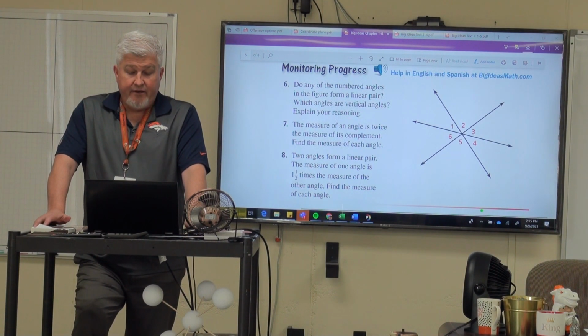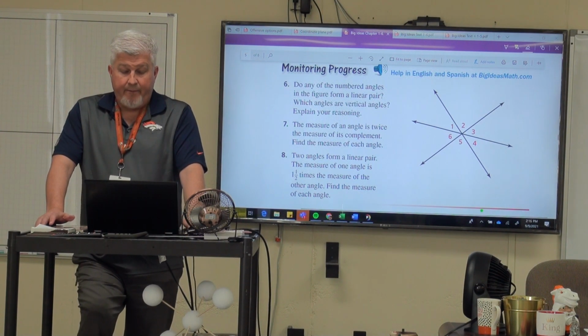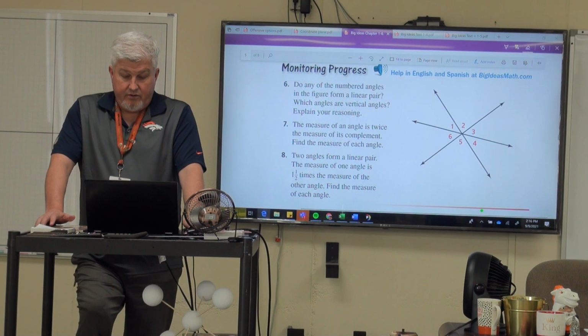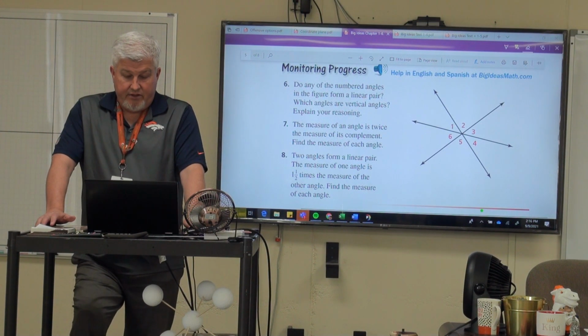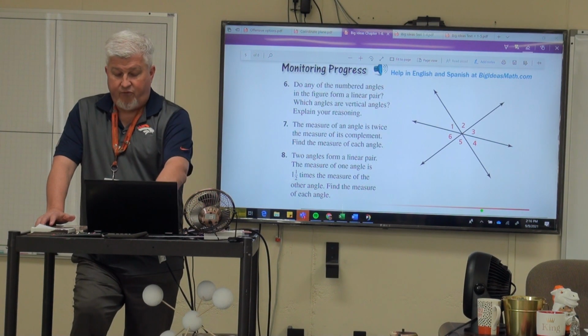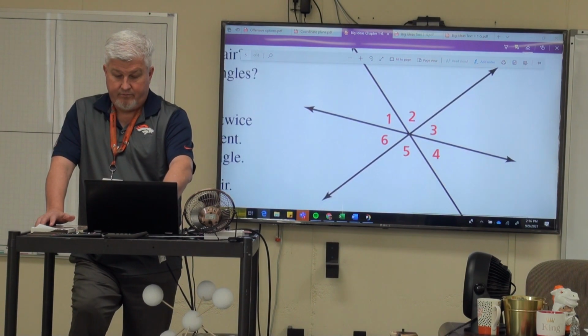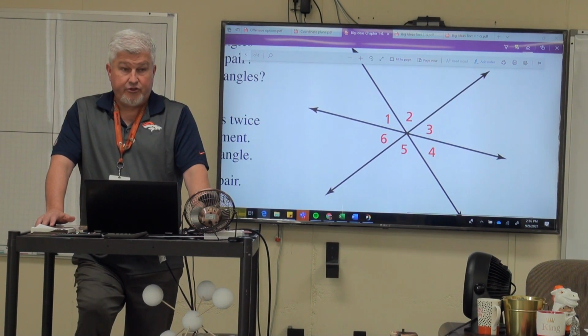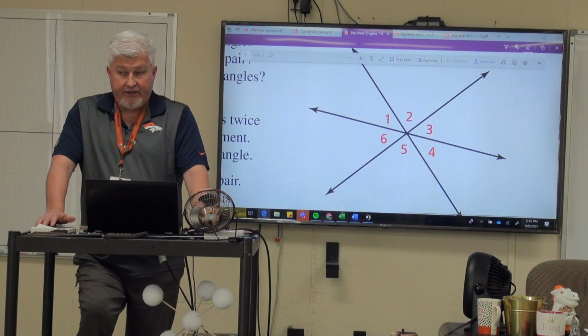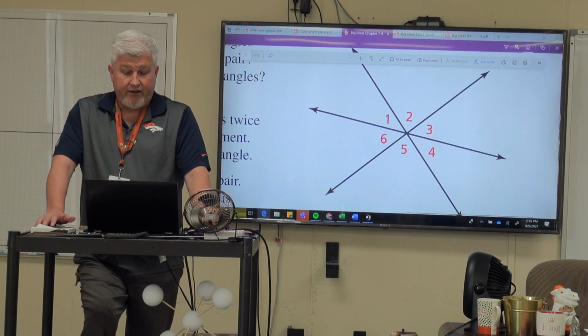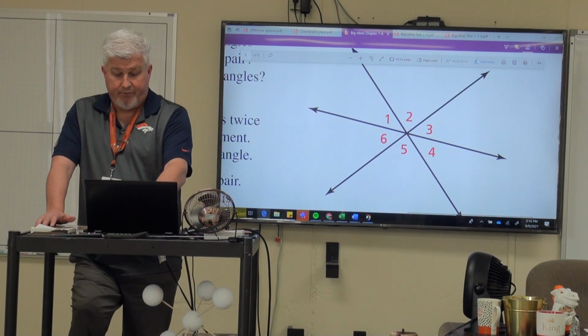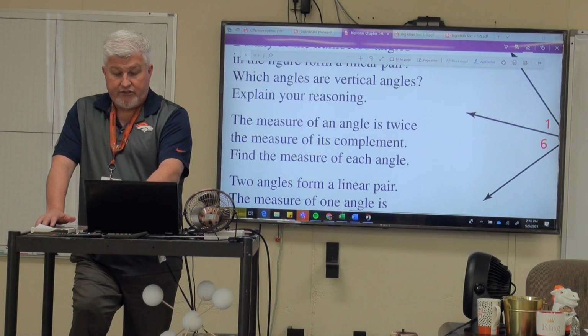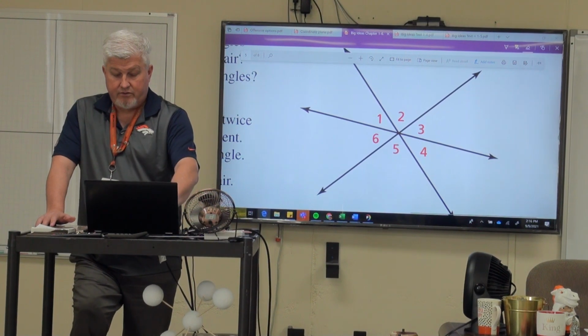All right, we're back. Number 6 says, do any of the numbered angles in the figure form a linear pair? Which angles are vertical angles? Explain your reasoning. The answer is no. There are not two angles that add up to 180 degrees. There are 3 angles that do, but that's not a pair. That's a triplet.